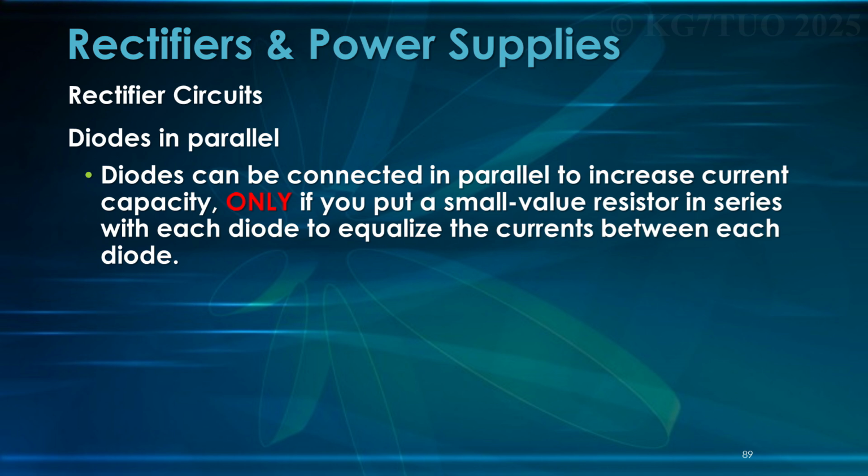Diodes can be connected in parallel to increase the current capacity only if you put a small value resistor in series with each diode to equalize the currents between each diode. Can you explain why? If you don't equalize the current, you're going to exceed the wattage rating of one of those diodes, possibly more than one. So you're going to blow the darn thing up, at which point the whole circuit is going to fail.